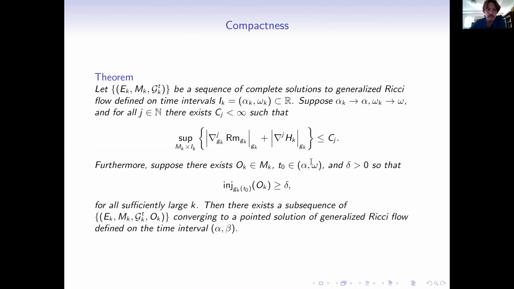Then there exists a subsequence of these solutions which converges to a pointed solution of generalized Ricci flow on this time interval (α, ω). On the last slide, I gave the definition of convergence of one metric, not a family of metrics, but it's a very easy extension to say what you mean by a converging family of one parameter families of metrics. So in this case, the one parameter families are generalized Ricci flows.